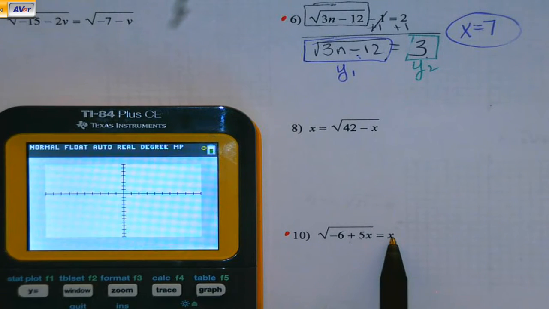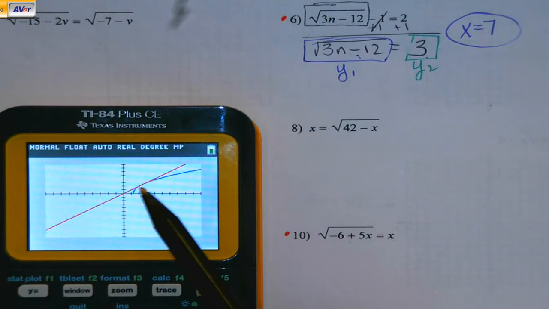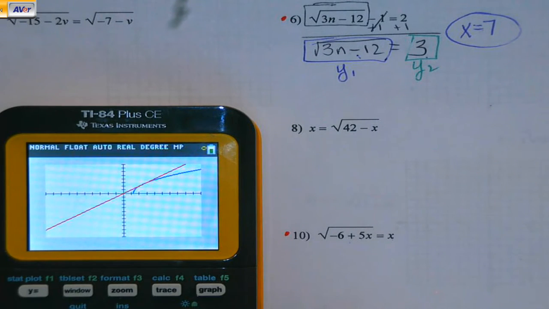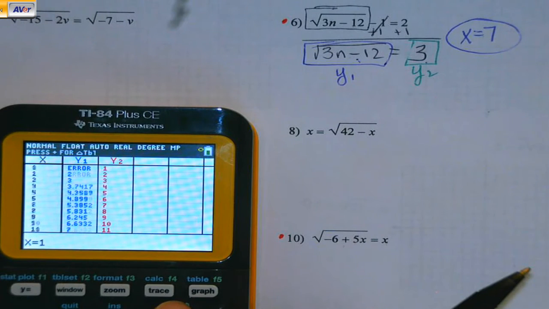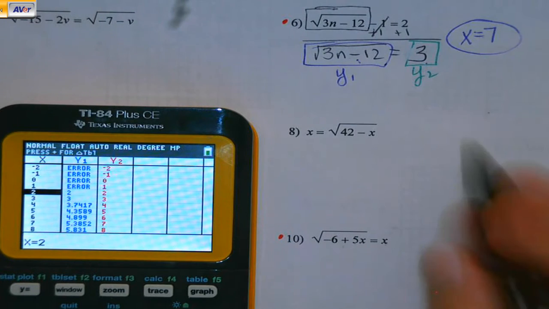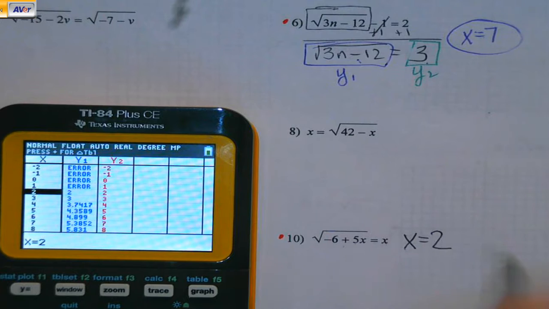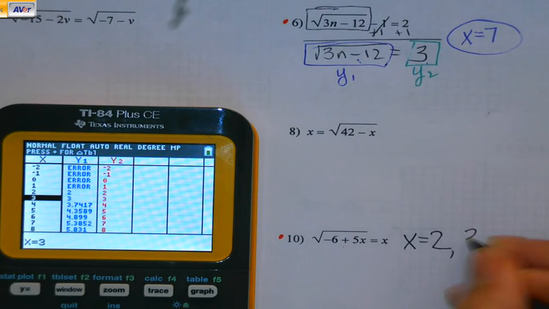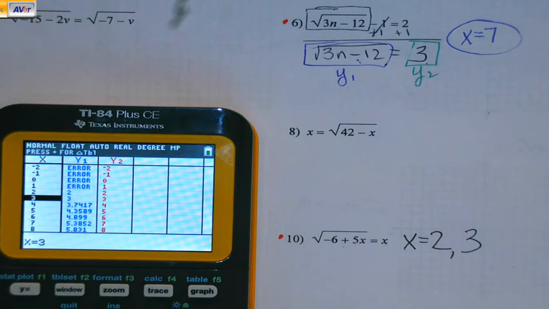Again, we'll take a peek here. Now this is kind of interesting because it looks like anywhere in here could be where they're crossing. So let's take a look at the chart here. So I start looking and I'm like, oh, okay, well there's my y's are the same. So x equals 2. But then I go down and I'm like, well, wait a minute. The y's are the same here as well. Okay, so it looks like I've got 2 answers.